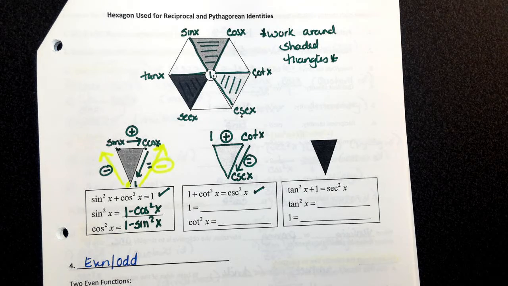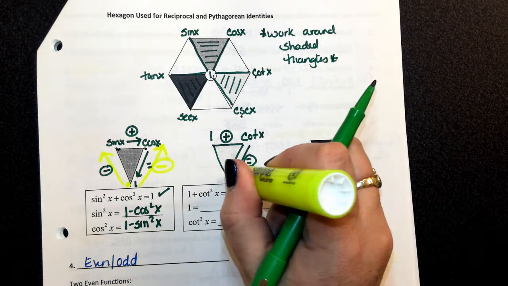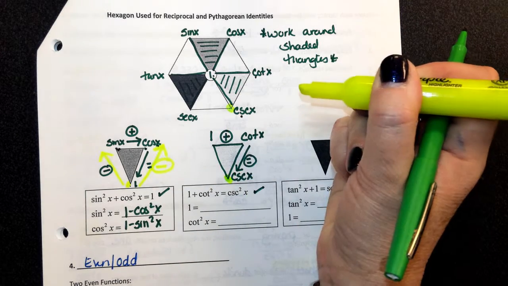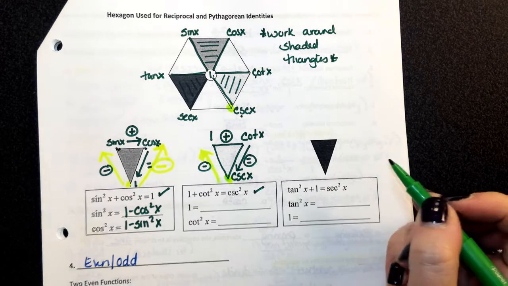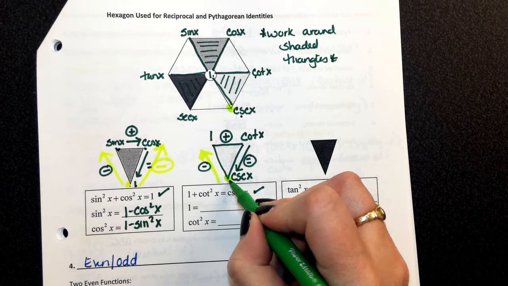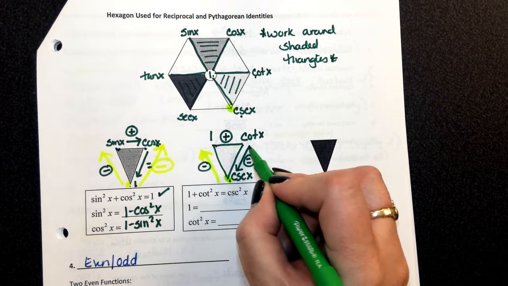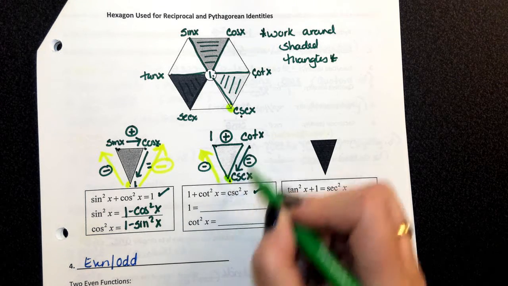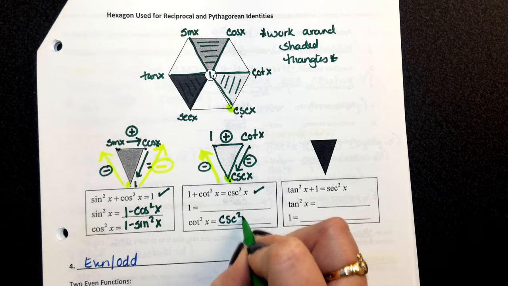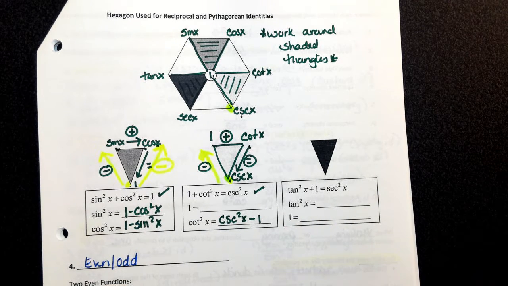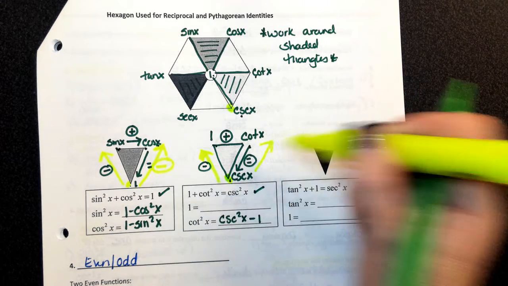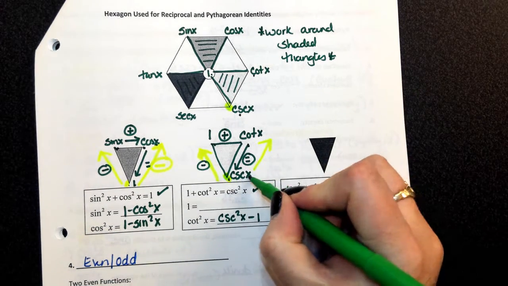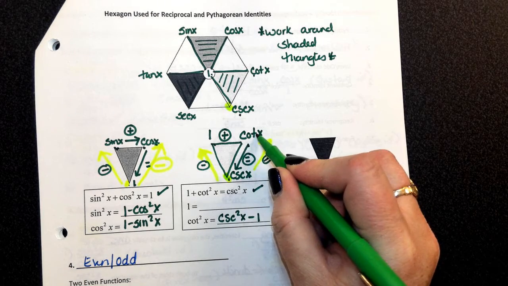The only other direction you can go involving the shaded triangles is you start at the bottom vertex, and you can go up. If you go up, you subtract. So starting at the bottom, cosecant squared minus 1 is cotangent squared. So cotangent squared is equal to cosecant squared x minus 1. You can also go at the bottom of the triangle and go up the other side. Cosecant squared minus cotangent squared is equal to 1.